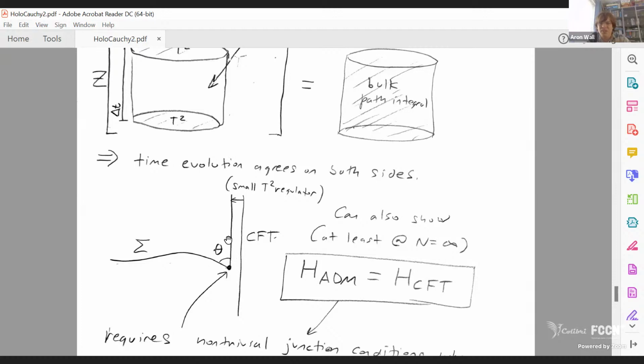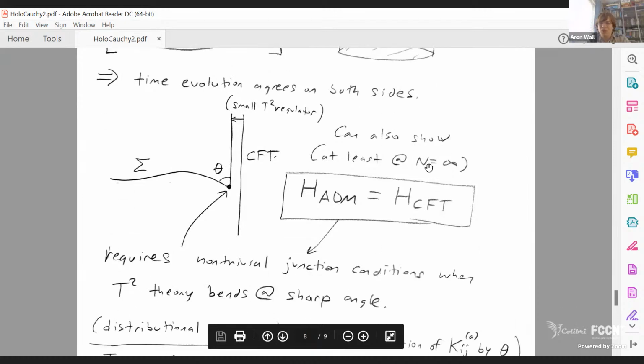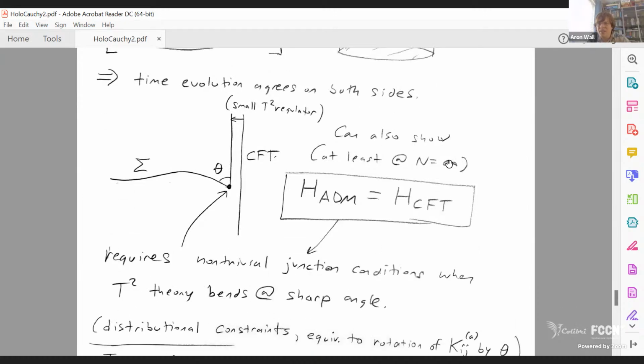And it turns out there's a non-trivial junction condition associated with this sharp angle where the stress tensor instantaneously jumps in a manner that depends on the extrinsic curvature. And when you work it out, at least classically at n equals infinity, where you don't worry about operator orderings, you end up with an equation that looks like the CFT Hamiltonian equals the ADM Hamiltonian of this Cauchy slice theory.